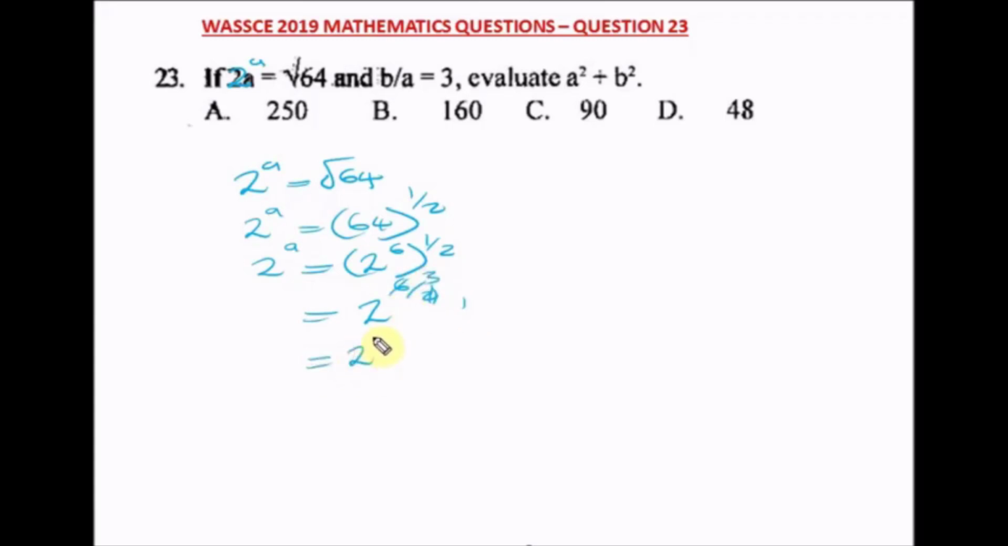So we have what? 2 raised to the power 3 is equal to 2 raised to the power a. From here, 2 will cancel out 2, and we're left with a is equal to 3. Okay, so if we have a is equal to 3, we can put it into this equation to get our b.